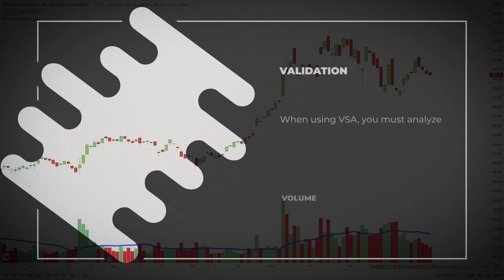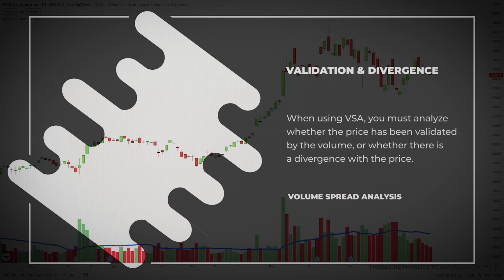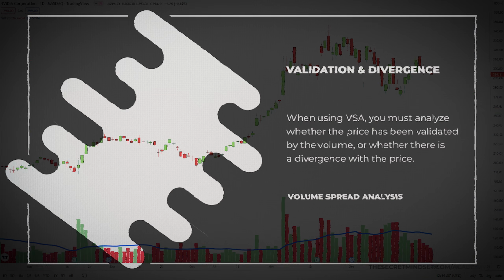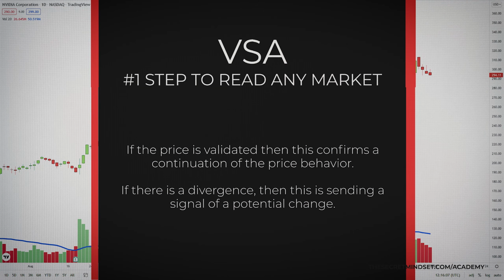When using volume spread analysis, you should be looking for two things: whether the price has been validated by the volume, or whether there is a divergence with the price. If the price is validated, then this confirms a continuation of the price behavior. By contrast, if there is a divergence, then this is sending a signal of a potential change. These are the only things we are searching for in the VSA: validation and divergence.